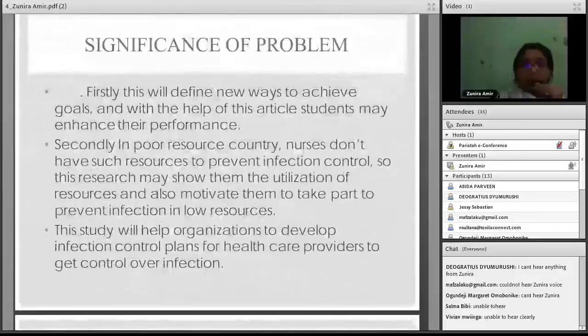The significance of the problem is, firstly, that a new way will be defined to achieve the goal. That will help students to enhance their practices. Secondly, in poor resource countries, nurses do not have proper resources to prevent infection. They have to utilize their knowledge, education and perception. They hold a key post and are a key resource to know the infection rate. The study will help organizations develop an infection control plan, and help healthcare providers get control over infection.